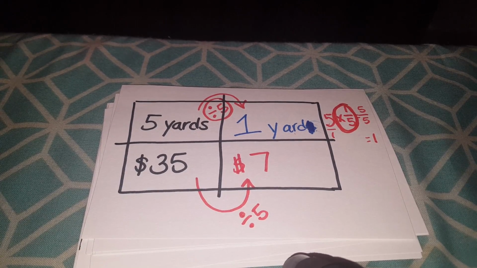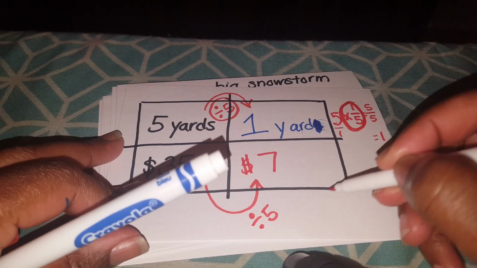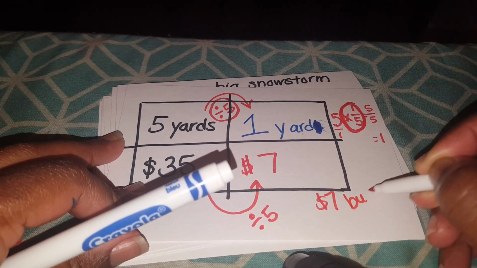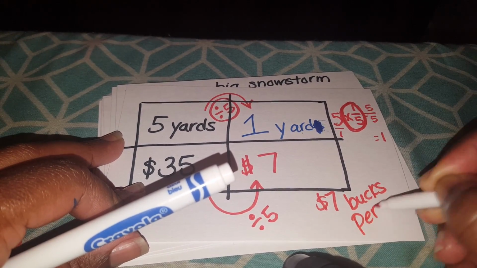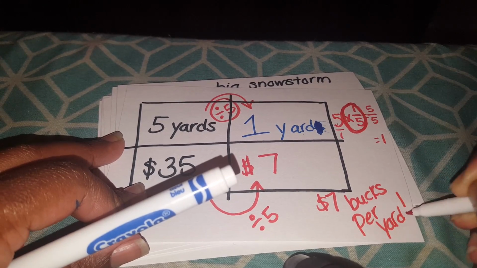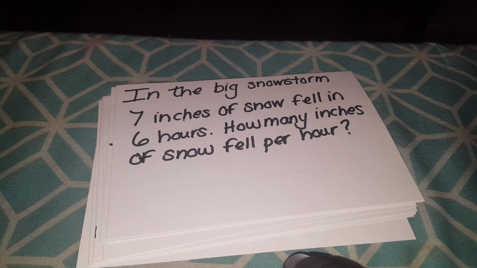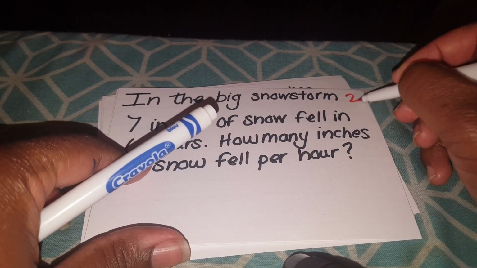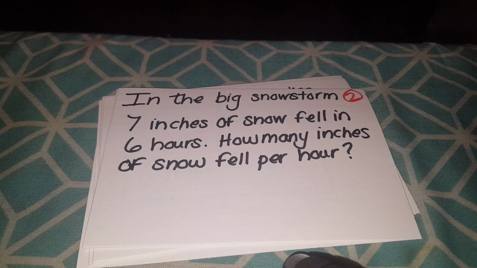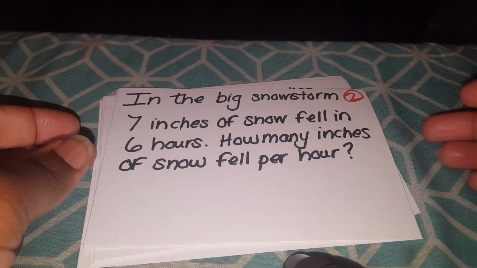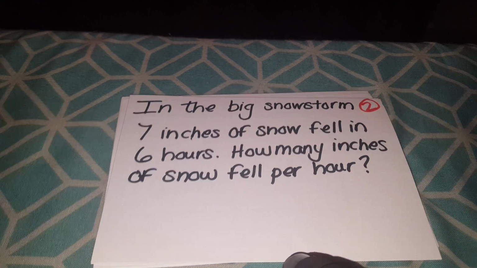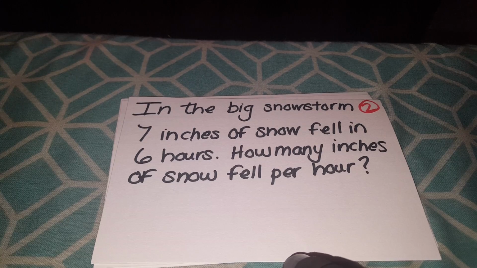Okay, so our unit rate and our answer, $7 per yard. Boom, that's our answer. Okay, let's look at question number 2. In the big snowstorm, 7 inches of snow fell in 6 hours. How many inches of snow fell per hour?